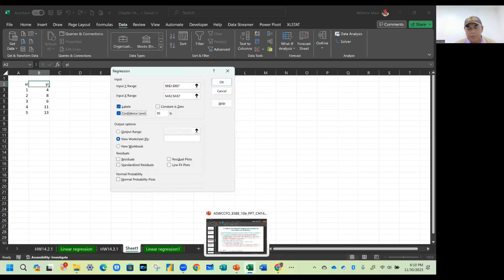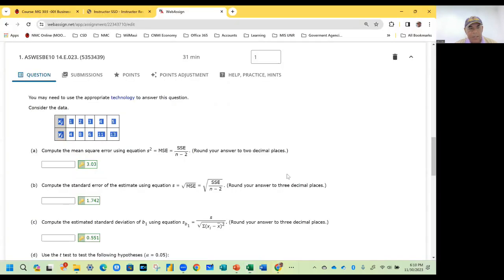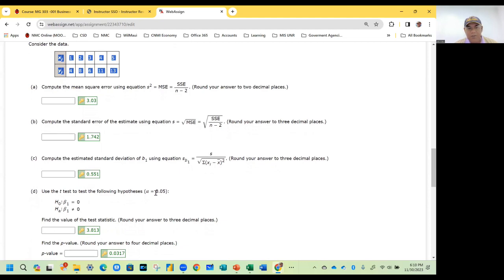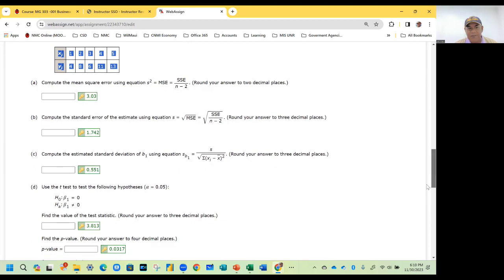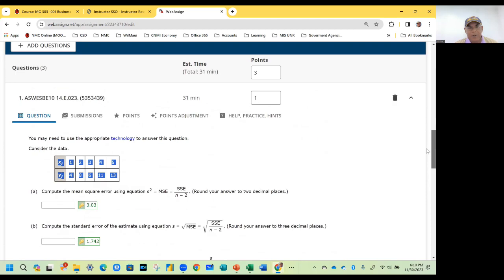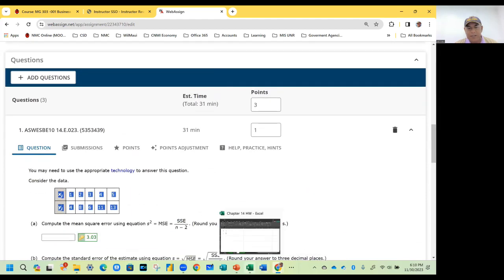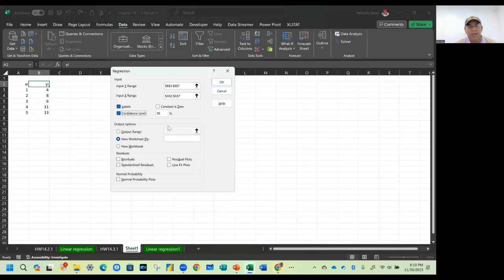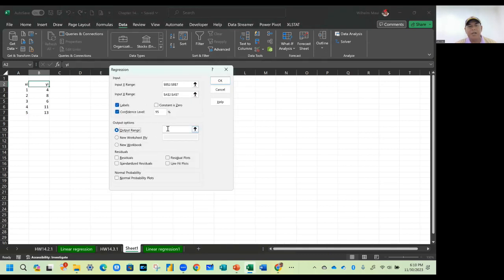Remember, it says, okay, it's 0.05, no? It's 0.05. And so let's see if I go back to Excel, right? The confidence level is 95, so that's correct. And then I'll put the output. We can put the output, say, on E2 maybe, right?